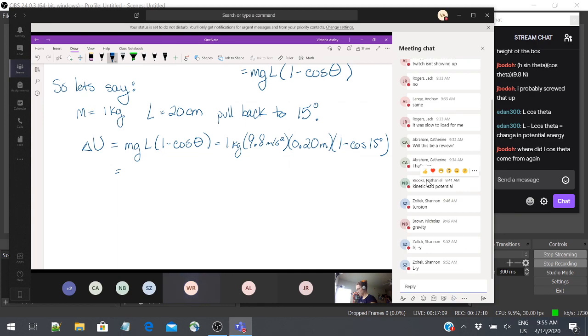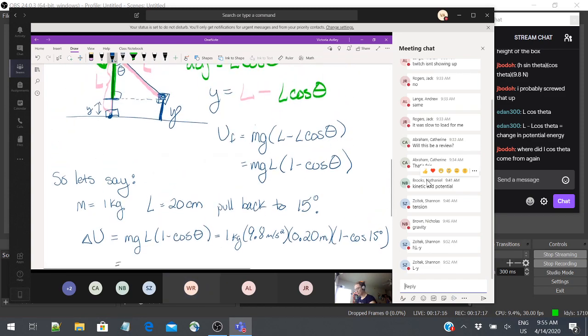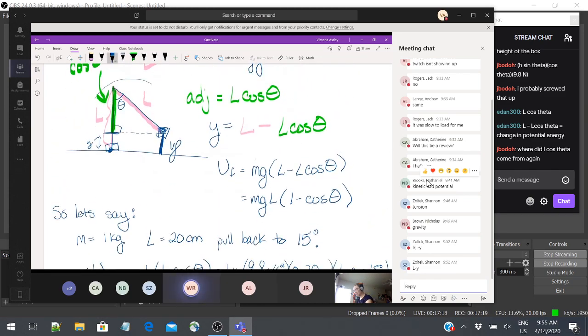Okay, let's do a little bit of, where did the L cosine theta come from? It came from this triangle. That's a right triangle where the hypotenuse is the length of your string. L cosine theta is like the vertical distance from the apex to the height of the thing. So the height of the thing from its starting point is the length of the string minus that chunk.